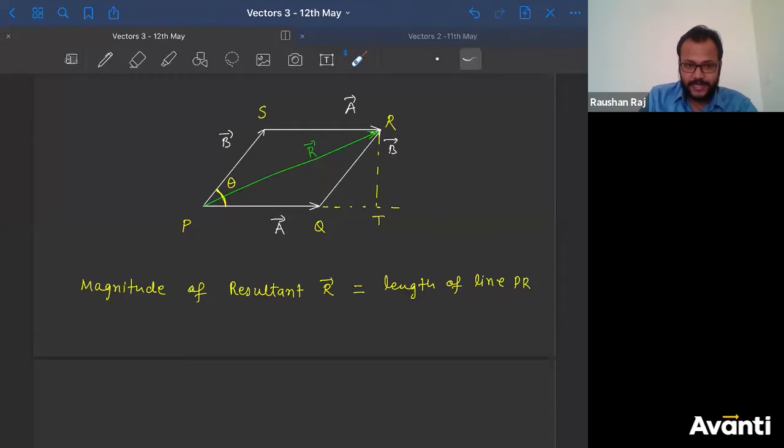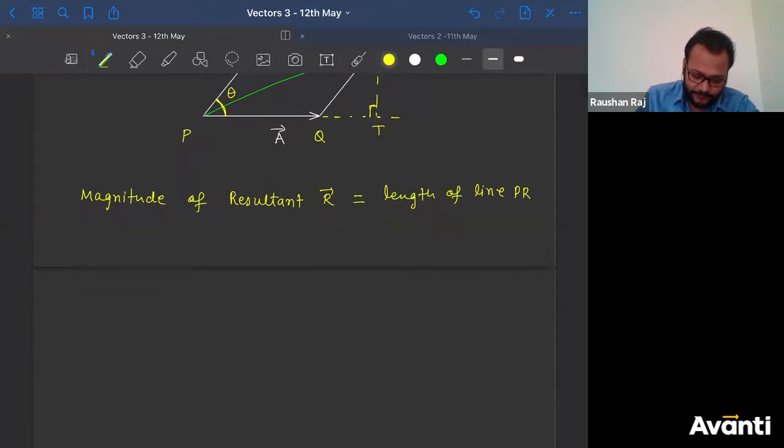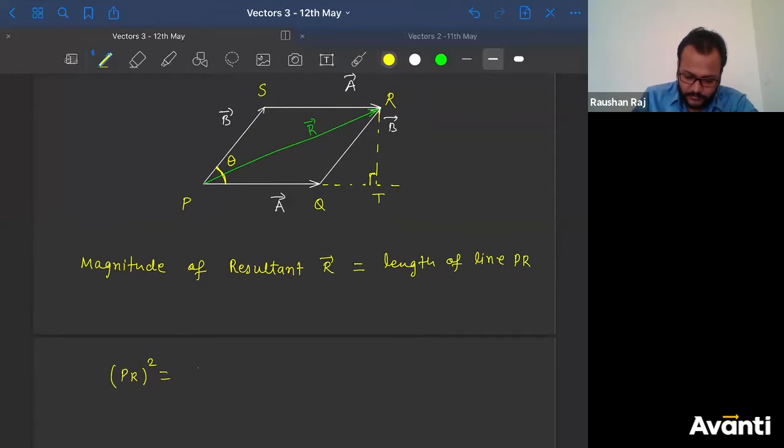Looking at the right angle triangle PTR, this is the right angle. In triangle PTR, PR is the square root of PT square plus RT square. So I can write PR square is equal to PT square plus RT square. Now let us find PT and RT individually.